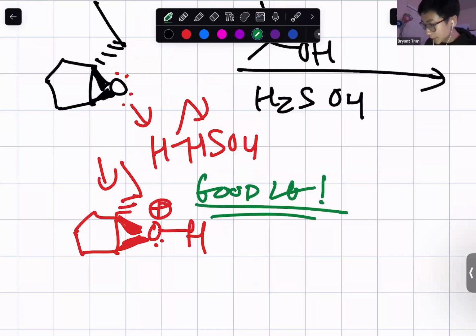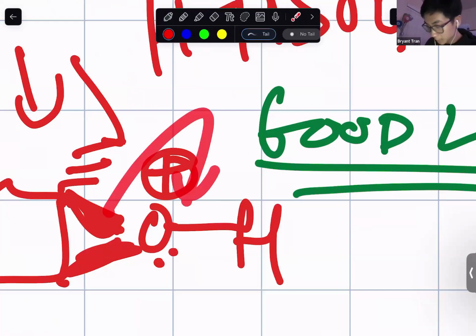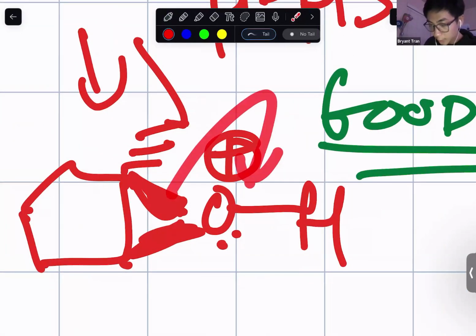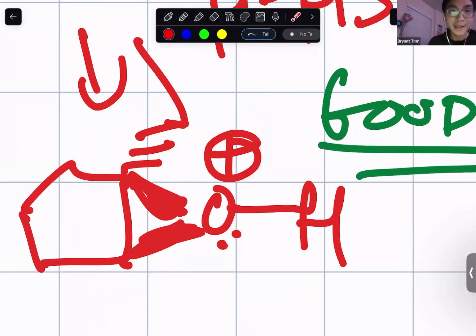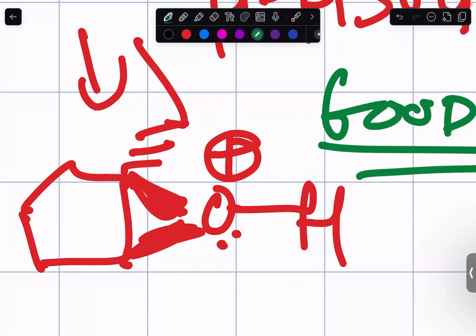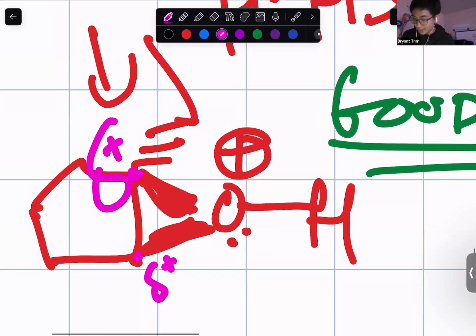So now, we can kick off the ring by itself that way, forming the more substituted carbocation, or the other way, forming the less substituted carbocation. And the carbocation is going to be more stable on the more substituted side because of more hyperconjugation. You could think of it as friends. So there's a bigger positive charge living at that more substituted side, and a smaller positive charge living at that less substituted side.